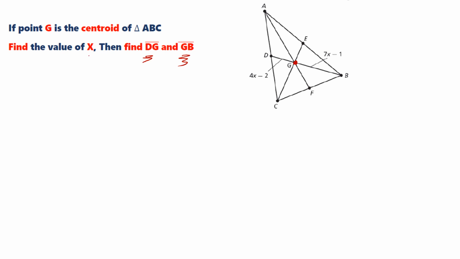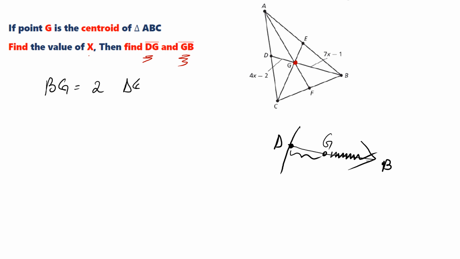Now, look at this one, right? We are looking at this part. The line which is coming from the vertex and dropping to the midpoint D on the opposite side. What is the relation? This side which is coming from the vertex is 2 times the DG, which means you can say that BG is 2 times DG.